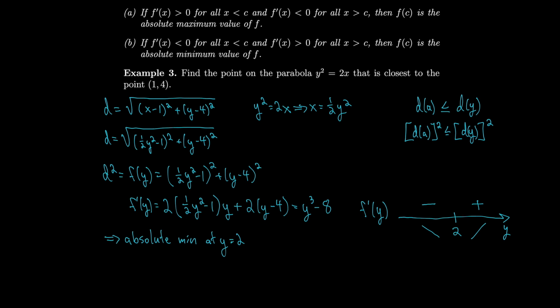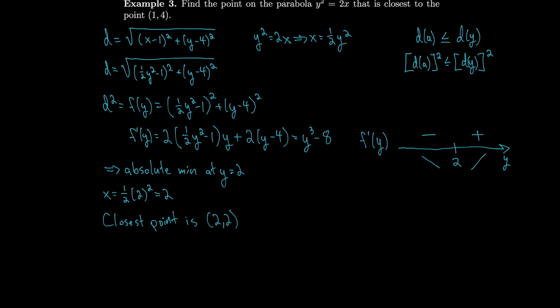Alright, so now that we've found the absolute minimum y value, let's find the corresponding x value. We know that x is equal to half of y squared, so that's half of 2 squared, which is 2. So we now have our closest point, and it is (2, 2).